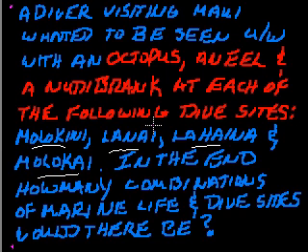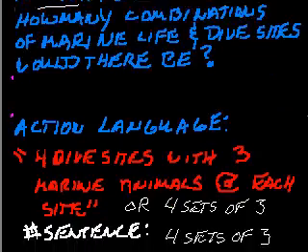At this point, we're back in the Western Pacific in the warm, tepid waters of Maui, and a diver visiting Maui wanted to be seen with underwater marine life, an octopus, an eel, and a nudibranch, which is nothing more than a colorful snail, at each of the following local dive sites: Molokini, Lanai, Lahaina, Molokai. And in the end, the question is, how many combinations of marine life and dive sites would there be in the photographs that this diver wanted to have taken? And let's see what happens here.